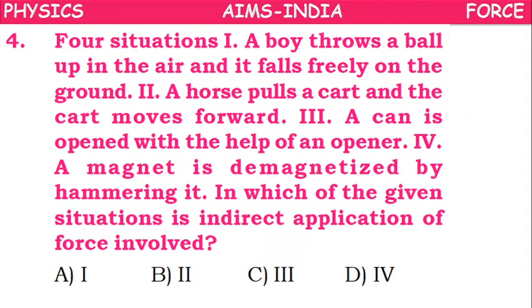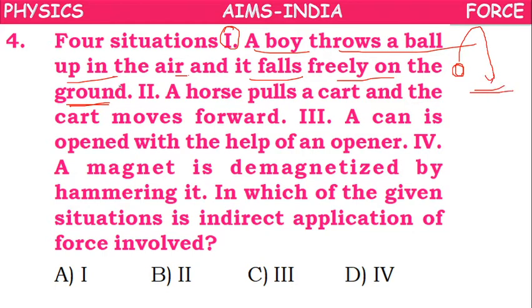Next. In the fourth question, we have four situations. The first situation: a boy throws a ball up in the air and it falls freely onto the ground. Means he is throwing a ball into the air, and it is falling onto the ground. First case. Second case: a horse pulls a cart and the cart moves forward.